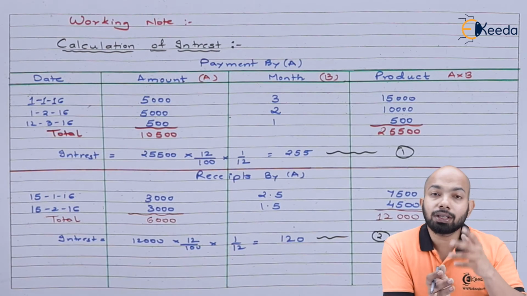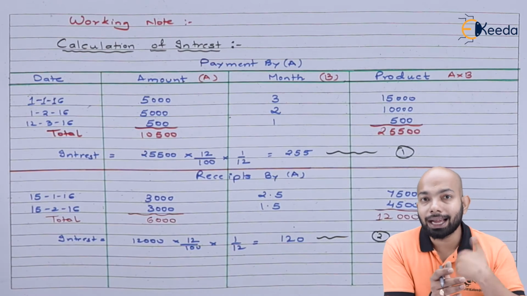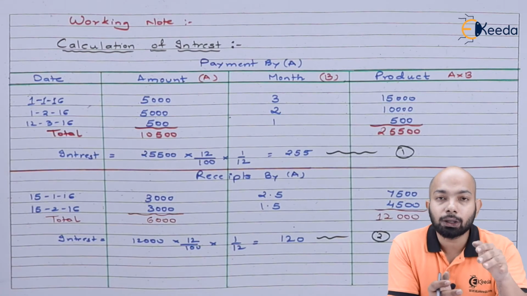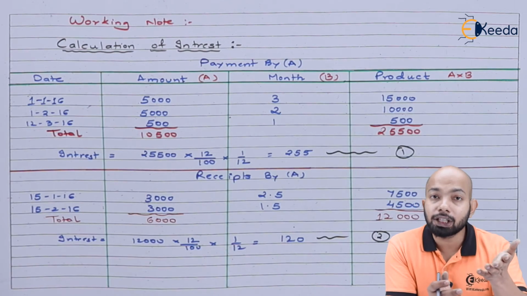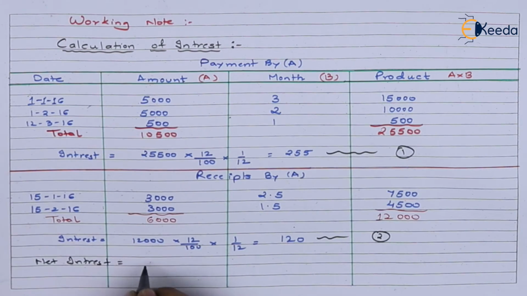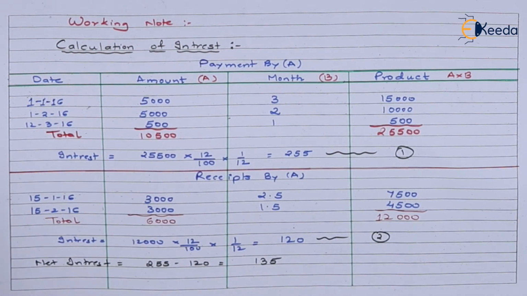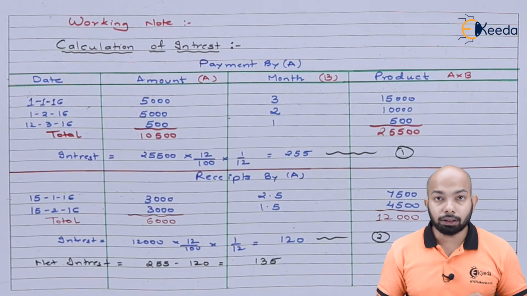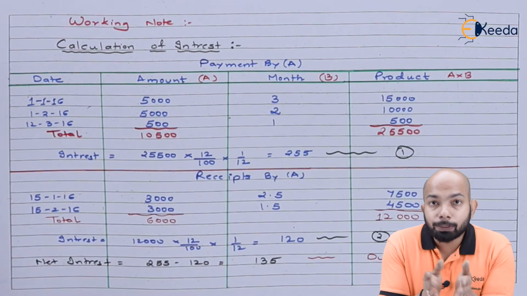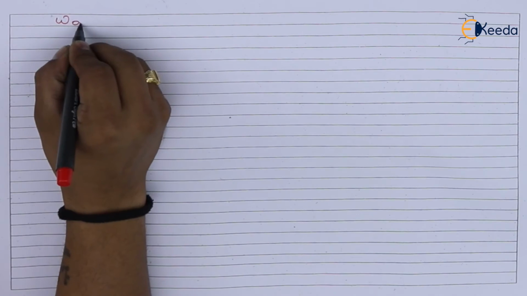If it had been vice versa, that means 255 is the interest that I had to pay you and you had to give me only 120, then that would have been a complete set off. I would have given you the additional difference between them. So that's how the formula goes. So the net interest is 135, that is due to A. Similar calculation has to be done for B. Let's do that.